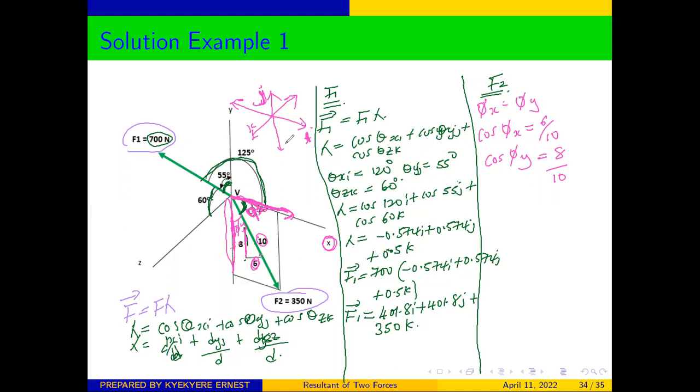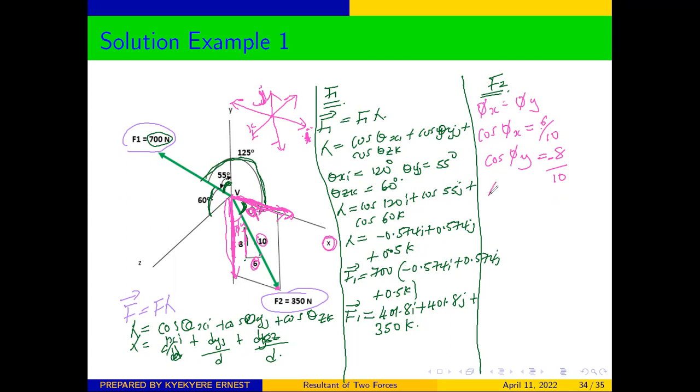Y also, if you are coming down, it's negative. So you can see that on this distance we are moving in the same direction as our x, the unit vector i. So this side will be positive. But on our y, if you want to get to this point of the force, you'll be coming down. Because you'll be coming down, it is against the direction of our unit vector j. It means that our cos phi y is going to be negative 8/10.